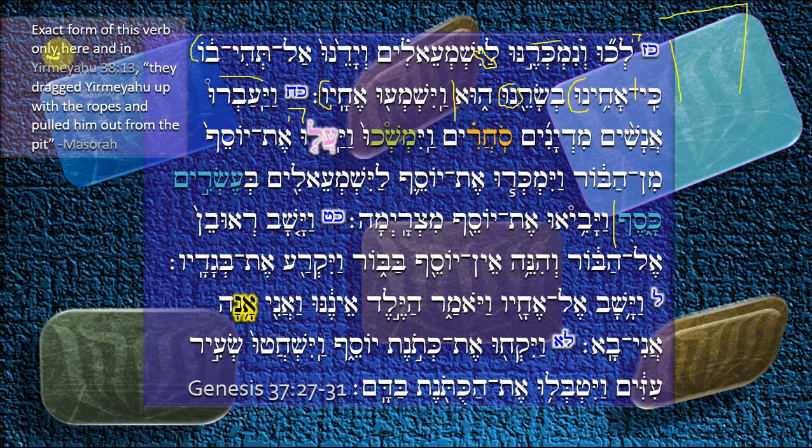And so Masorah points out that the exact form of this verb is only here, and the second place is in Yirmiyahu 38, verse 13, where it says they dragged Yirmiyahu up with the ropes and pulled him out of the pit. So the same thing here, mashach, to drag, and to bring up, to make go up. Min habo'o, from the cistern. Then, so this is probably then, they sold Yosef to the Yishmaelites.